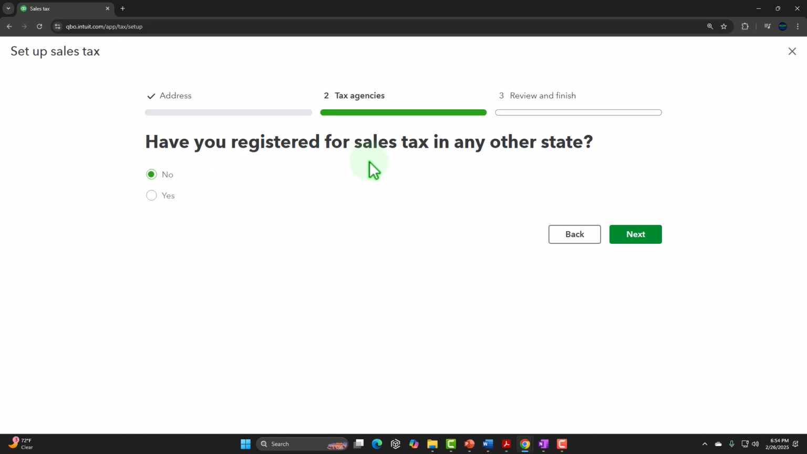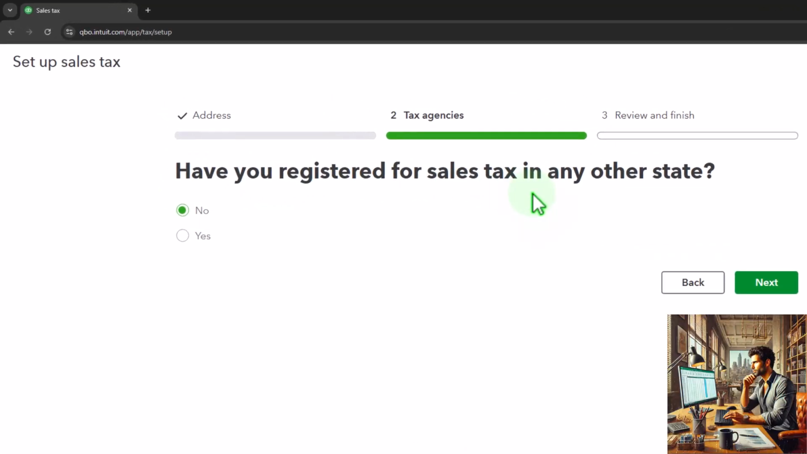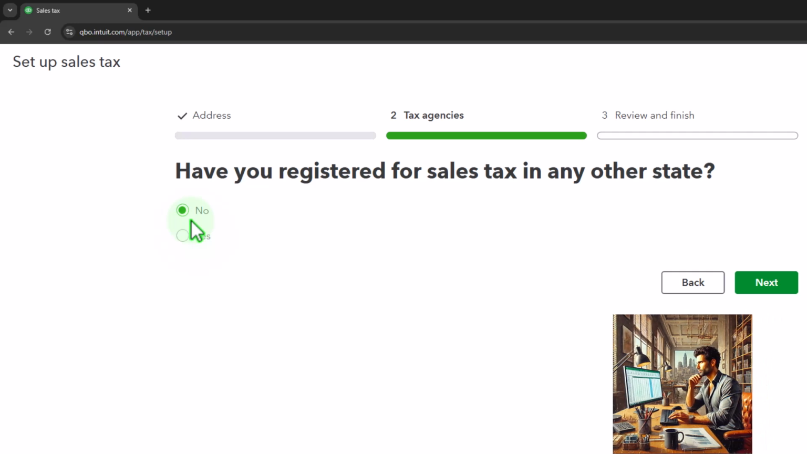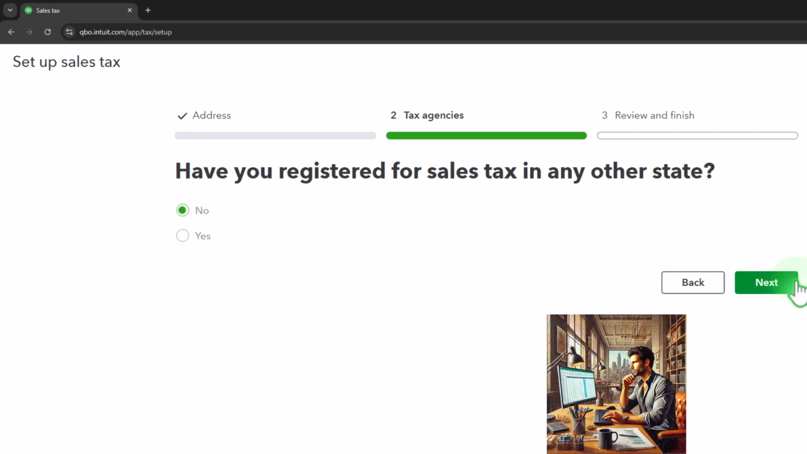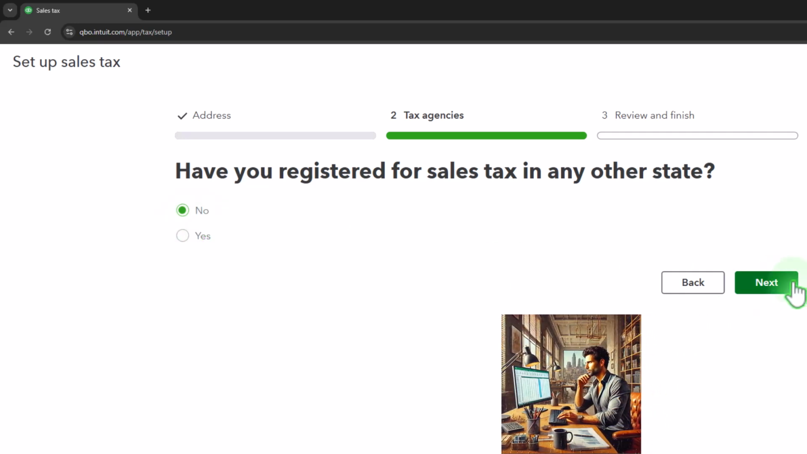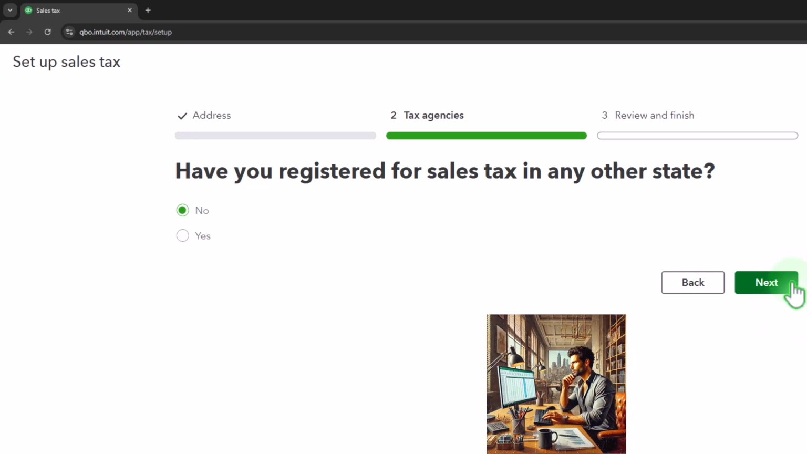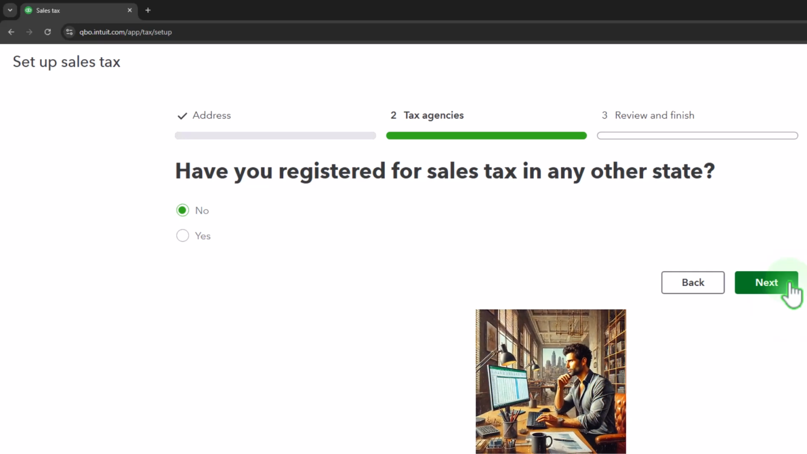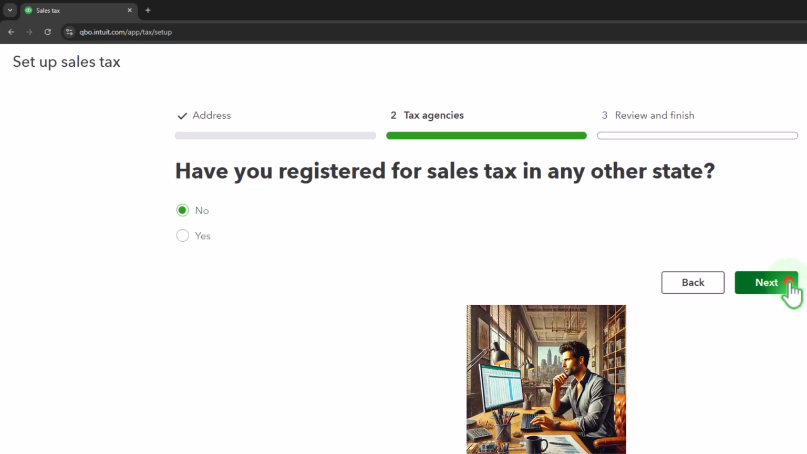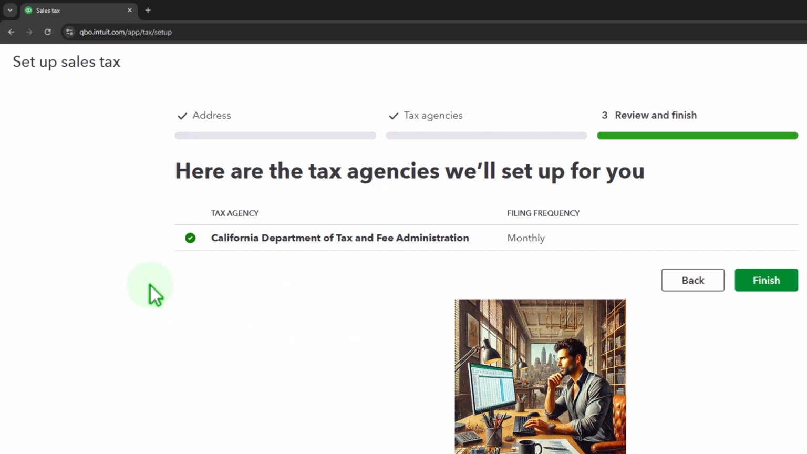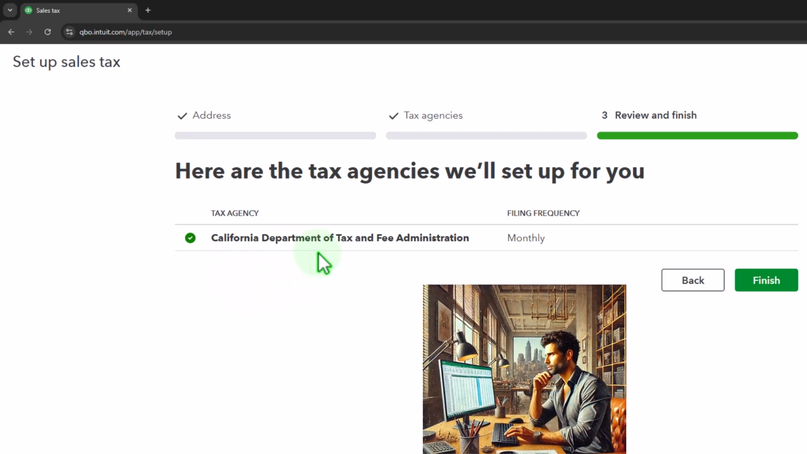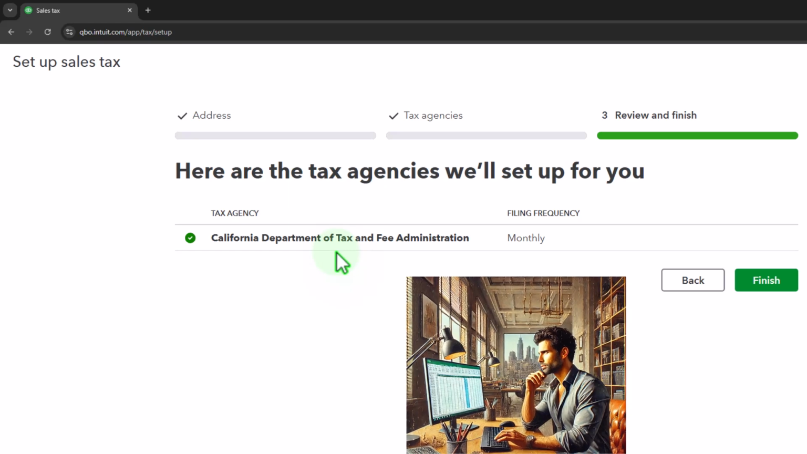So, have you registered for sales tax in any other state? We're going to say no, we're going to make it easy. So we only have sales tax in one state. That'll make it easier for us, obviously, with more states that you're registered for sales tax for, because you have locations or possibly do business online in multiple states. Then that's going to get messy fast. And so you want to do your research on that. So here are the tax agencies we'll set up for you. So we have the California Department of Tax and Fee Administration.